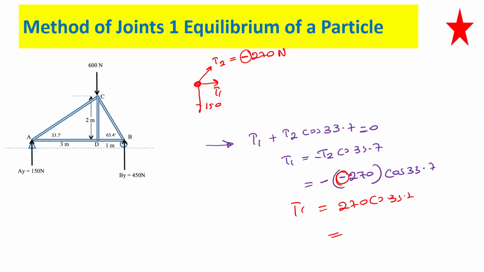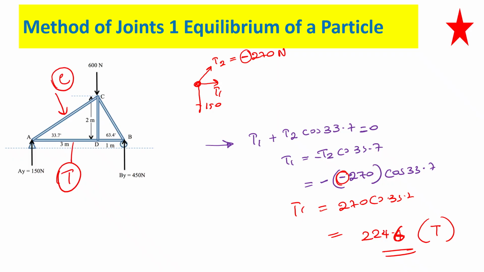So what does the positive say? This is under 224.6. Okay. This is under tension. So this member is under tension and this member is under compression. Agree?